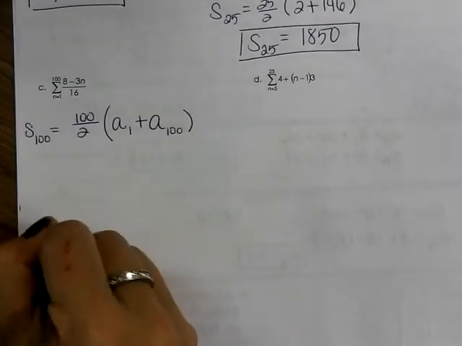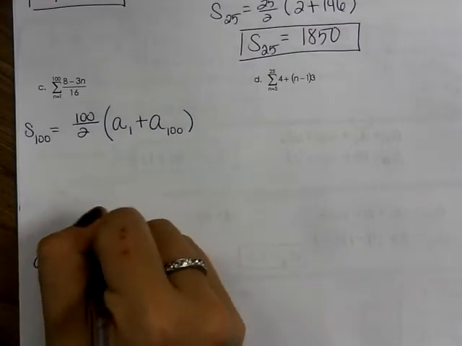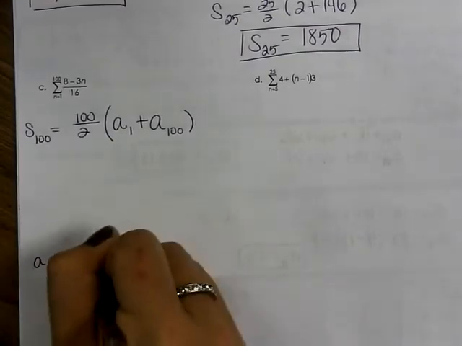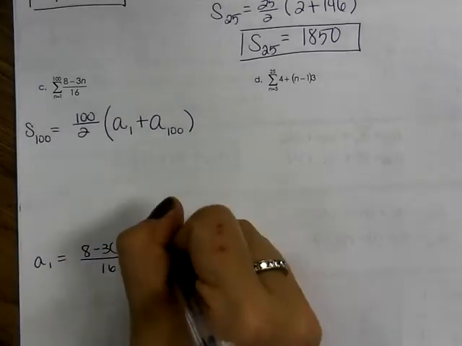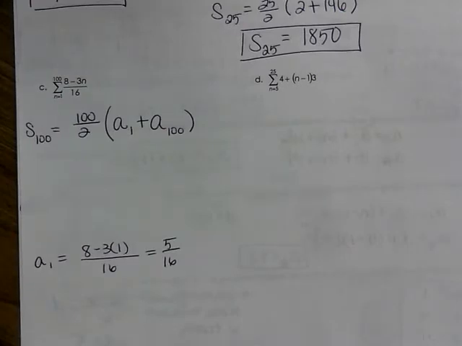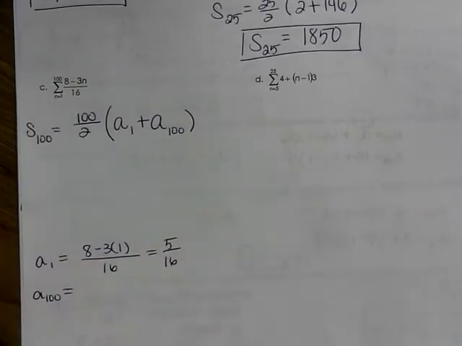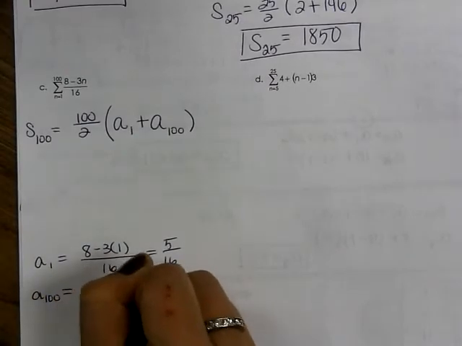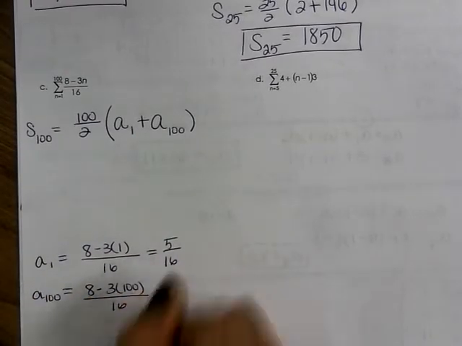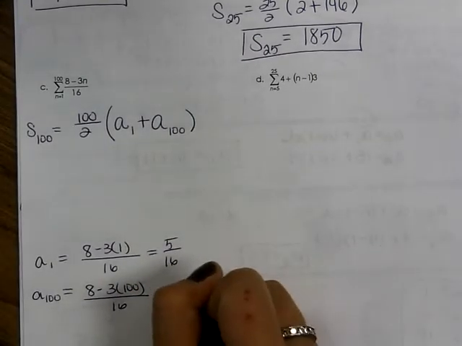So I'm going to find a sub 1 by plugging in 1 for n. So 8 minus 3 times 1 divided by 16. You get 5 over 16. Okay, now I also have to find my 100th term. So a sub 100, and I'm going to plug in 100 for n. Okay, when you divide and simplify, you're going to get negative 73 over 4.